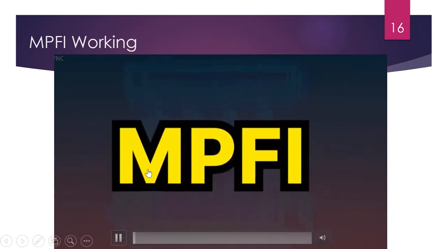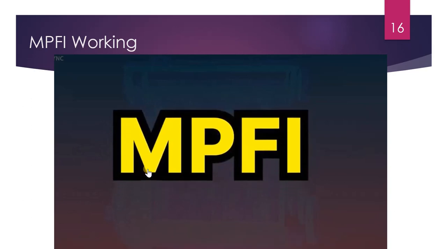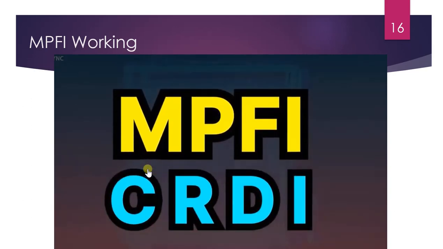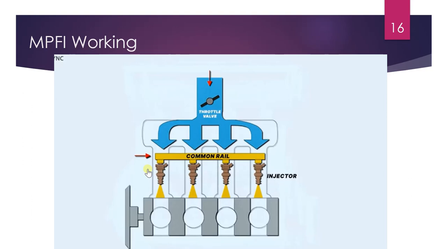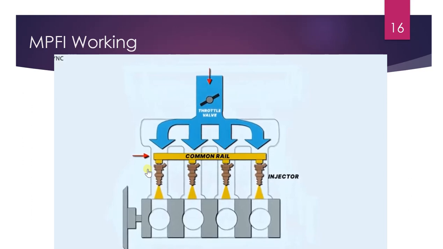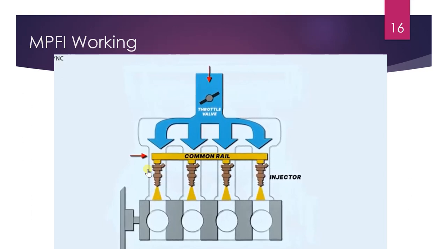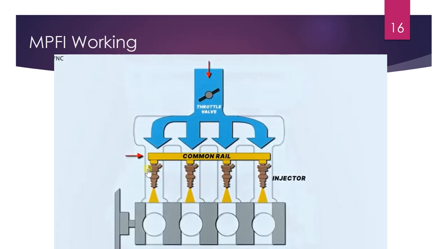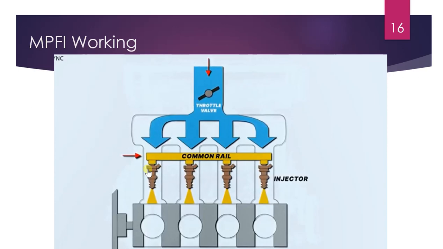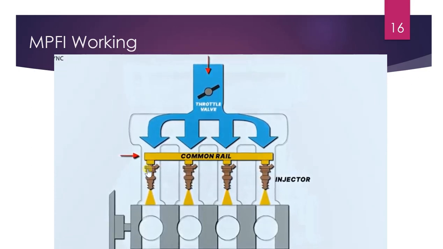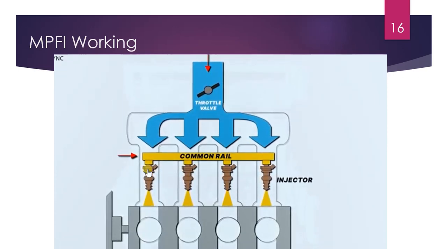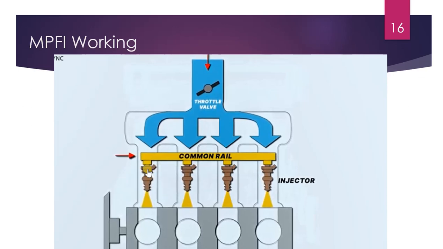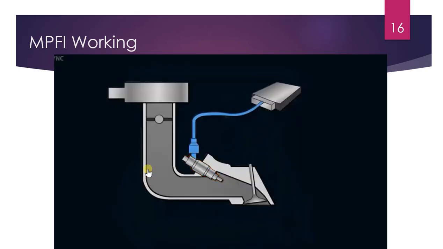The construction and working of the multi-point fuel injection system are almost similar to that of CRDI. In a multi-point injection system, each cylinder is provided with individual injectors and they are connected via a common rail. Here the injectors are placed in the intake port near the intake manifold, and so this injection system is also known as a port injection system.